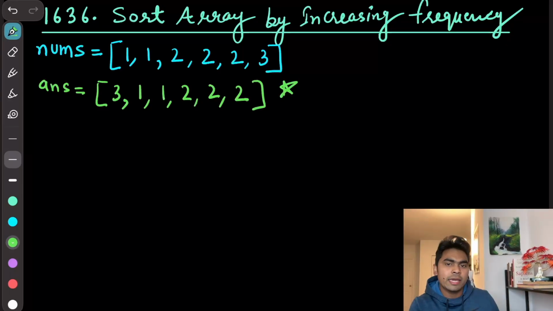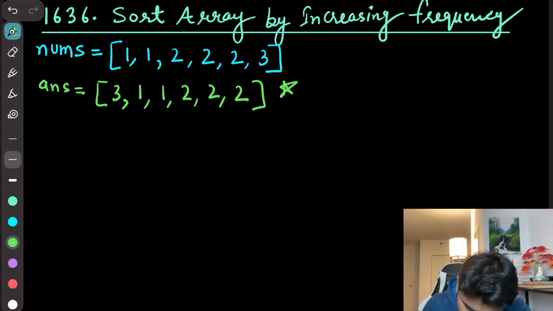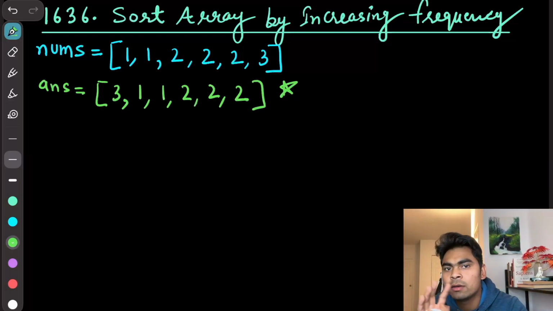So how do you get that? First, we got to count each number, right? So I can use a map. A map or dictionary is an unordered data structure, but in order to count the frequency, I guess that's the best data structure right now.